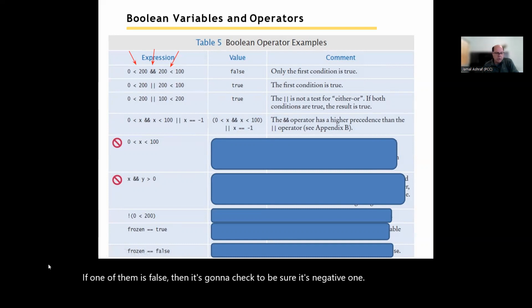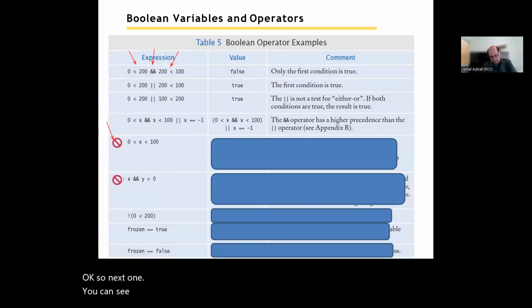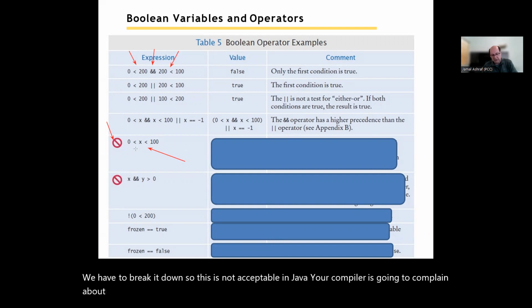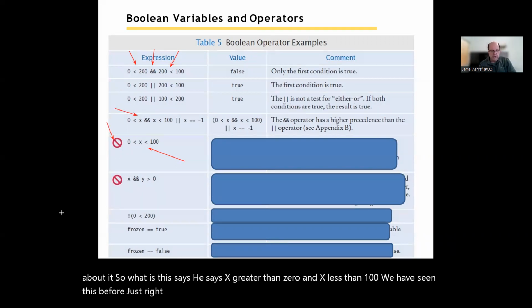Okay, so next one, you can see the symbol over here. We do not have this in Java. We cannot do this, so we have to break it down. This is not acceptable in Java. Your compiler is going to complain about it. So what is this set? It says x greater than 0 and x less than 100. We have seen this before, just right here. So we cannot do this.